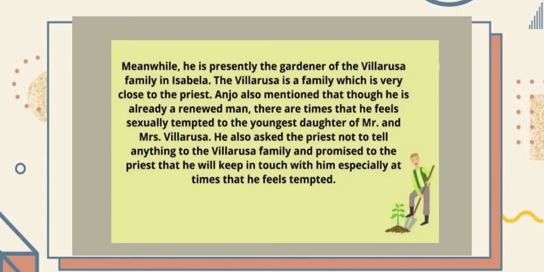Andrew also mentioned that though he is already a renewed man, there are times that he feels sexually tempted by the youngest daughter of Mr. and Mrs. Villarosa. He also asked the priest not to tell anything to the Villarosa family and promised the priest that he will keep in touch with him, especially at times that he feels tempted. Let us now apply the 7 steps of moral reasoning.